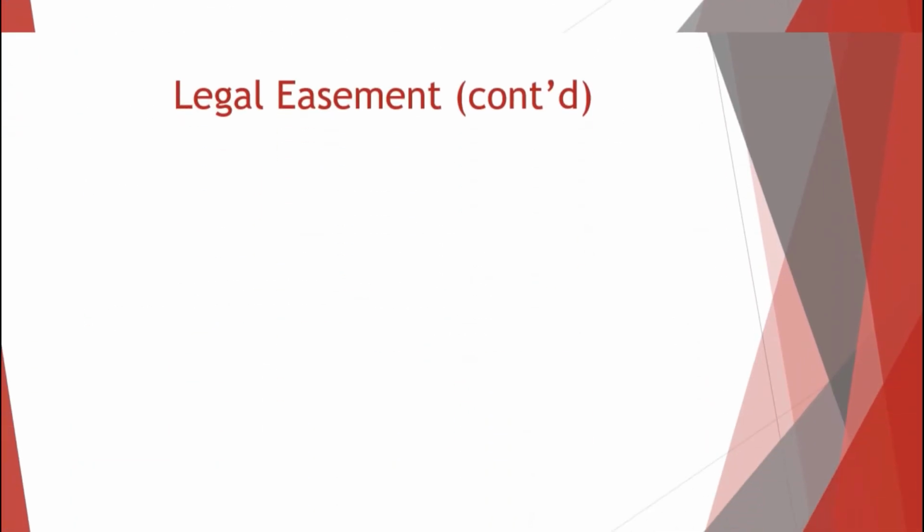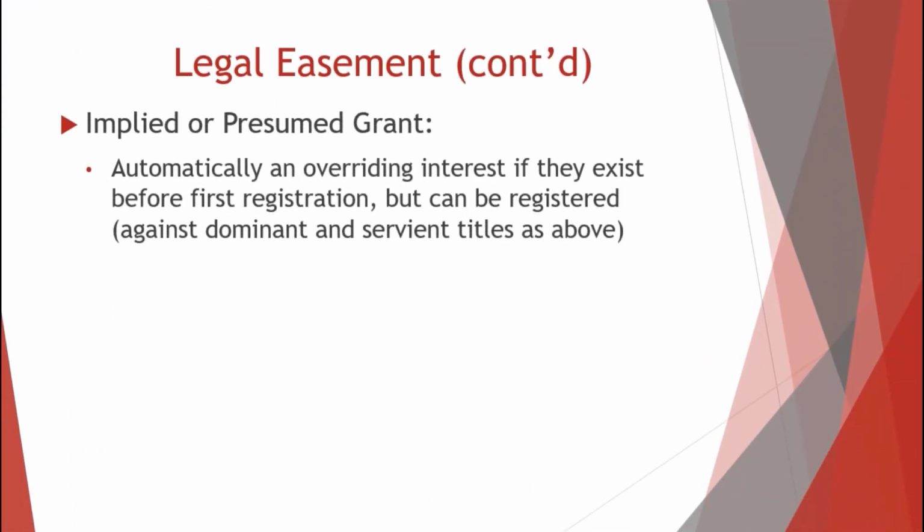As an implied or presumed grant, the easement will be automatically an overriding interest if it exists before the first registration, but it can be registered against dominant and servient titles, as already noted.